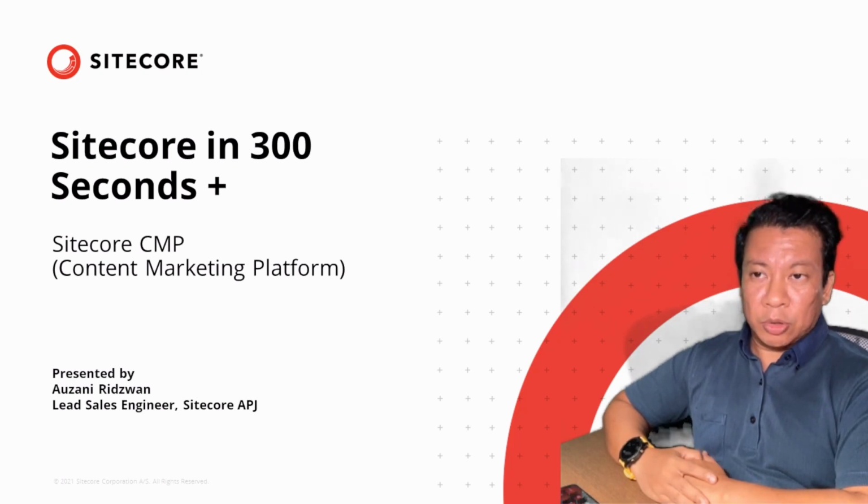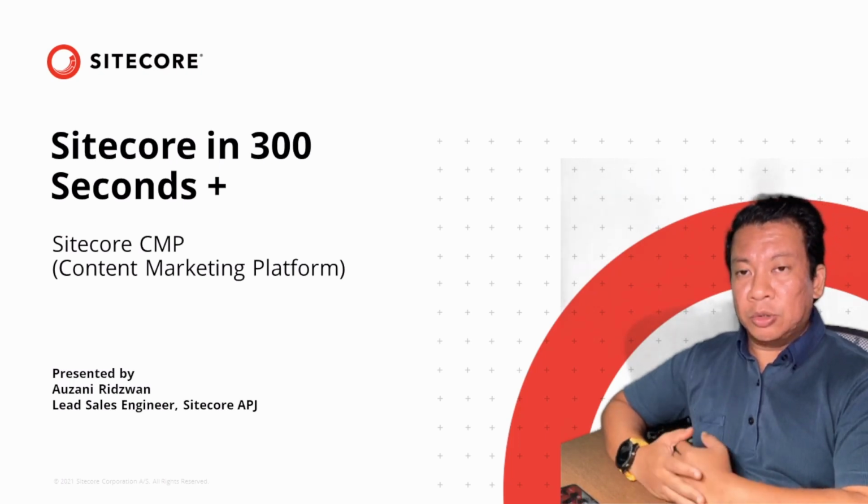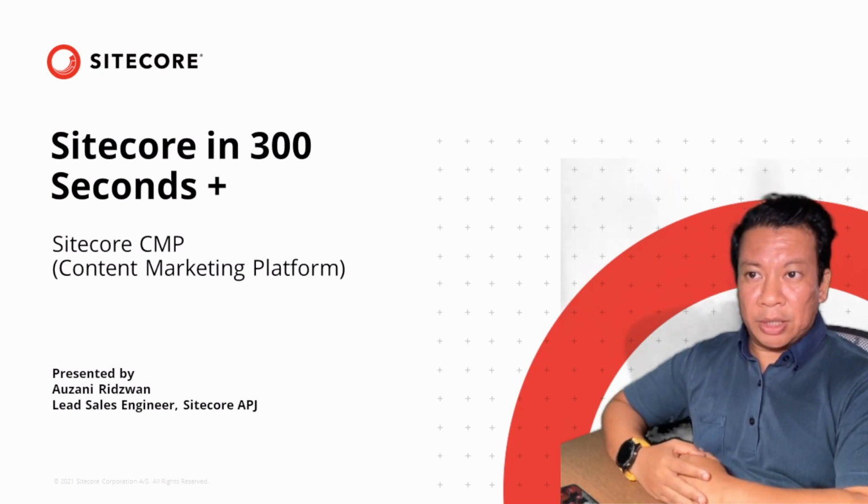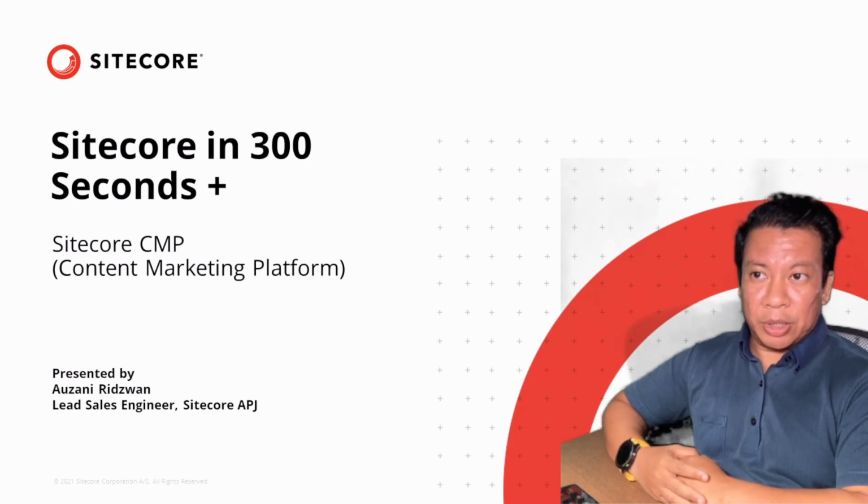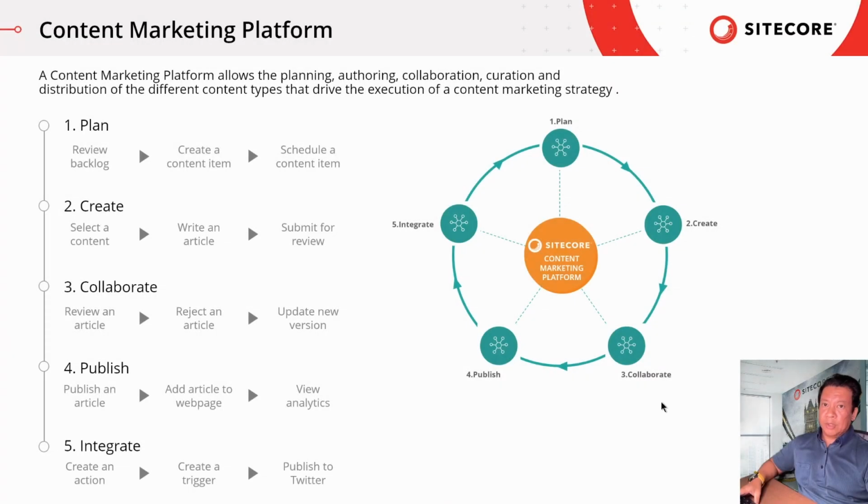In this episode, I'm going to walk you through the Sitecore Content Hub CMP or Content Marketing Platform. So you're going to see a demonstration of the capabilities of the system in depth and hopefully you'll get a sense of the benefits that it can bring to your business. Let's start with a visual overview of our demonstration for today.